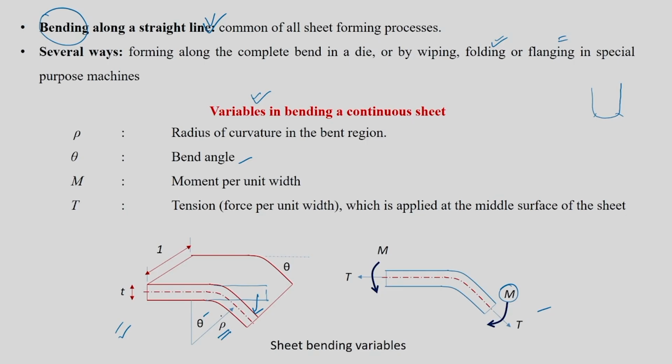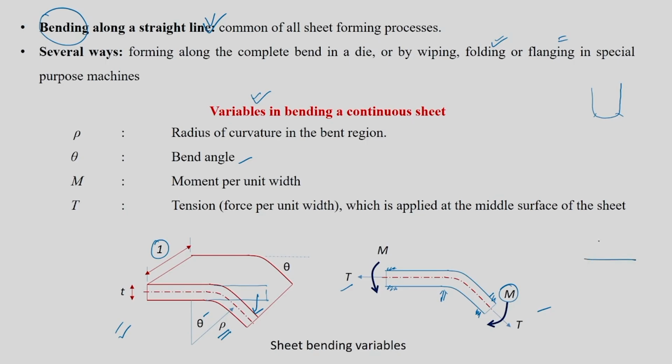This T is called the tension per unit width. We are picking a unit width, and T is applied at the mid surface of the sheet theoretically. Practically, you give this tension by grabbing the sheet at these locations, and then pushing the sheet through a die cavity, as you can imagine.